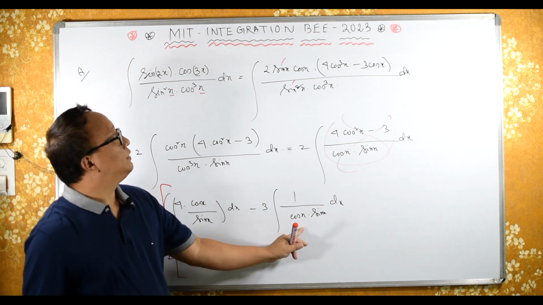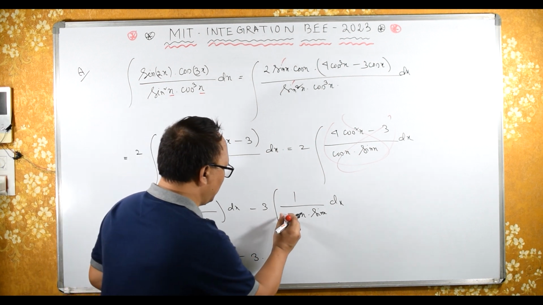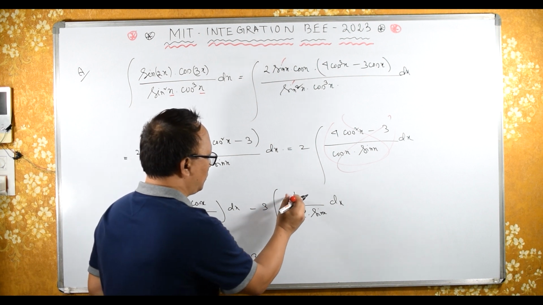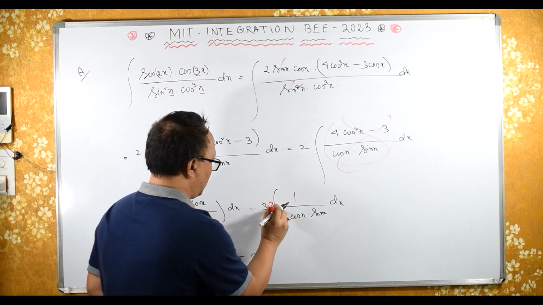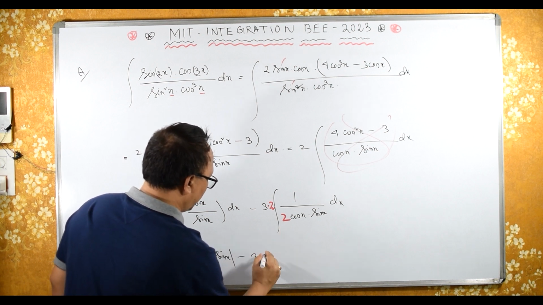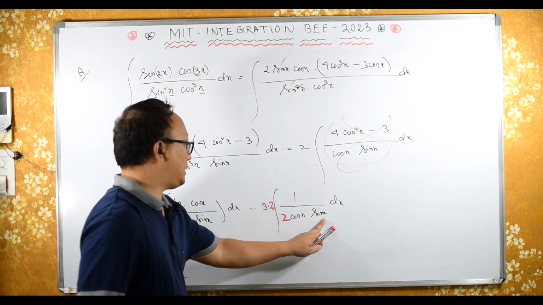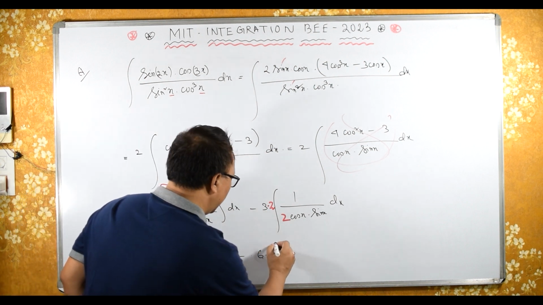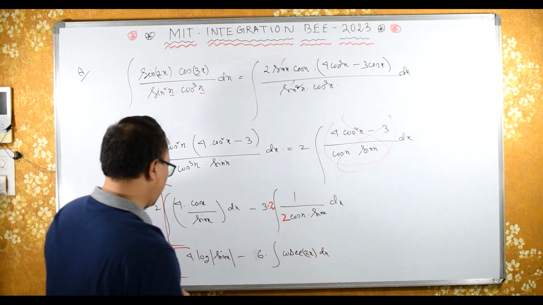Look here. Sine 2x is 2 sine x cos x. It is of the form this, so let's adjust 2. I need 2, so I have to multiply over here by 2, so these 2 get cancelled. Therefore here 3 into 2 is 6. 1 upon 2 sin x cos x is sin 2x. 1 by sine is cosec. So the integral of cosec of 2x dx.